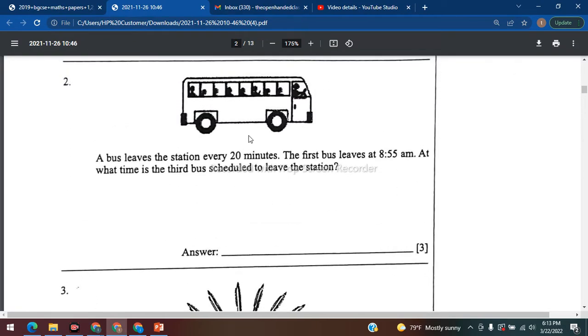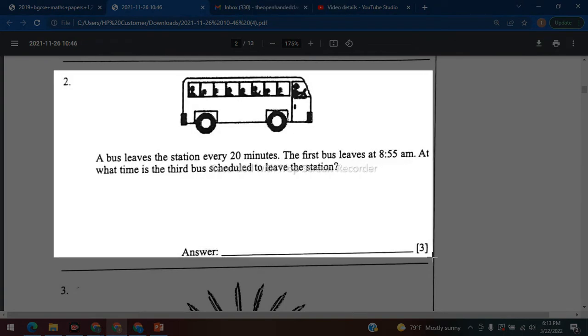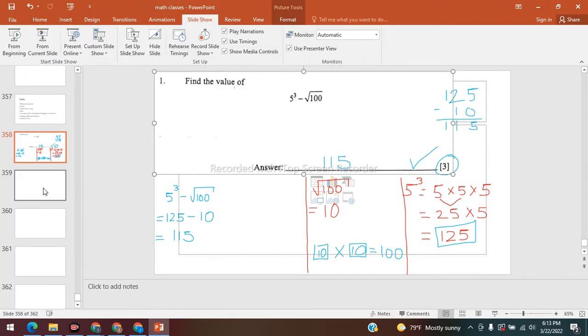Alright, so the next question is dealing with this bus. I guess this is something to do with elapsed time. Let's see.